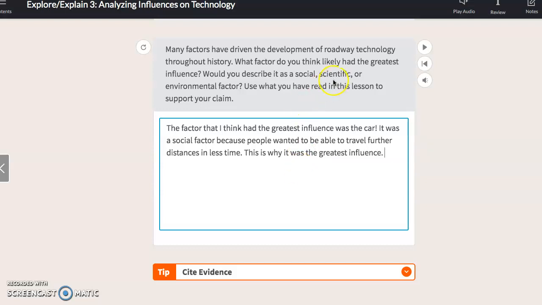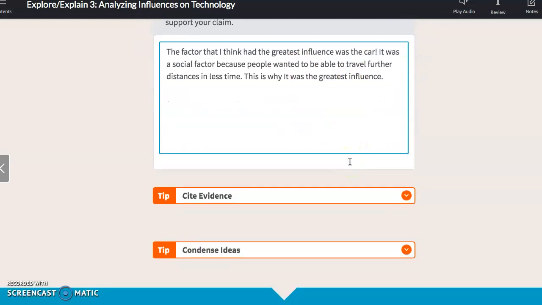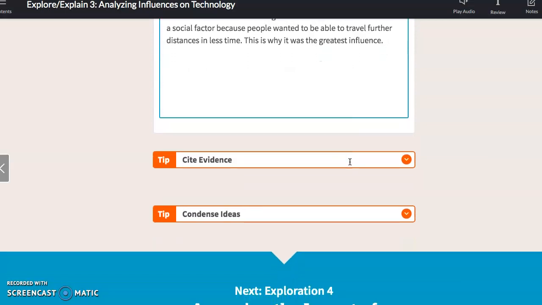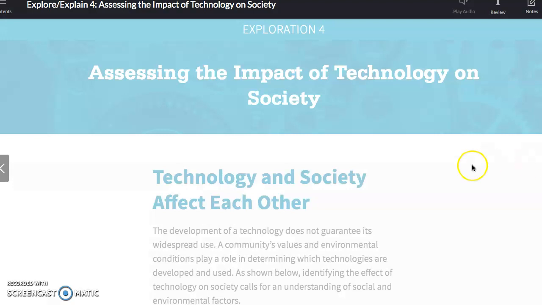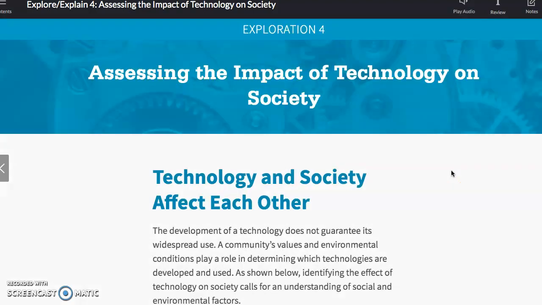And later they had scientific and environmental factors that also helped with the car, but it started out as a societal influence. So we're going to move on to exploration 4. How did technology impact society? We need to look at the different aspects of society and how they affect each other. Like we're talking about the car, the car was something that society asked for, and that's why they have it.